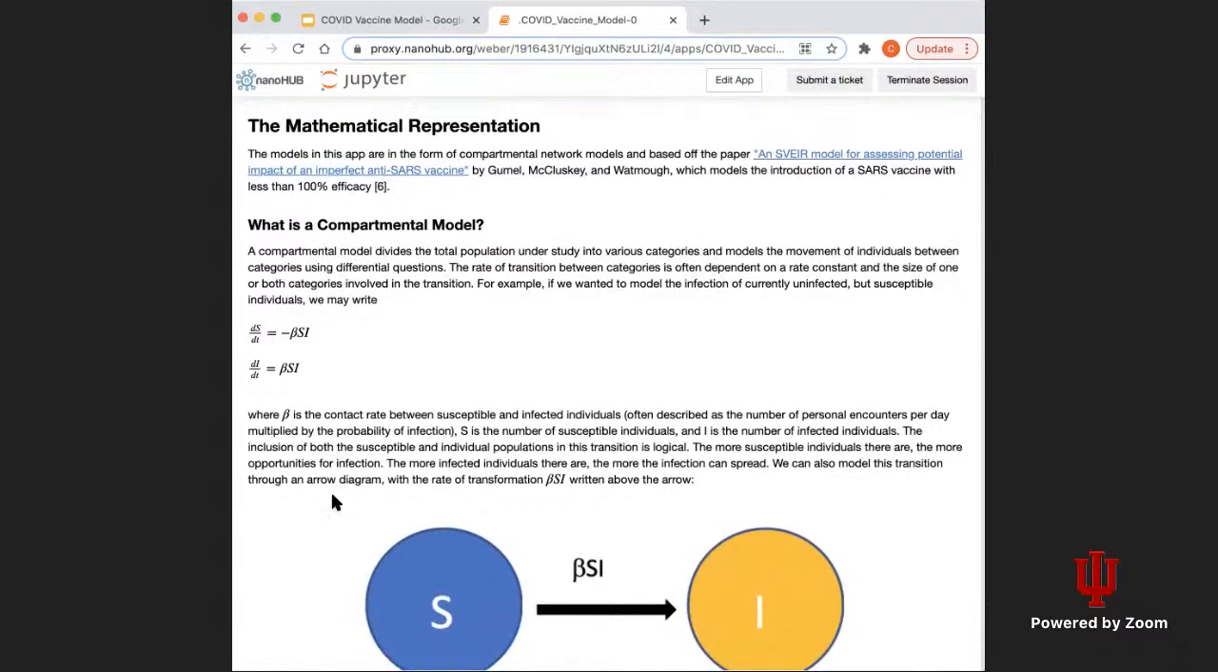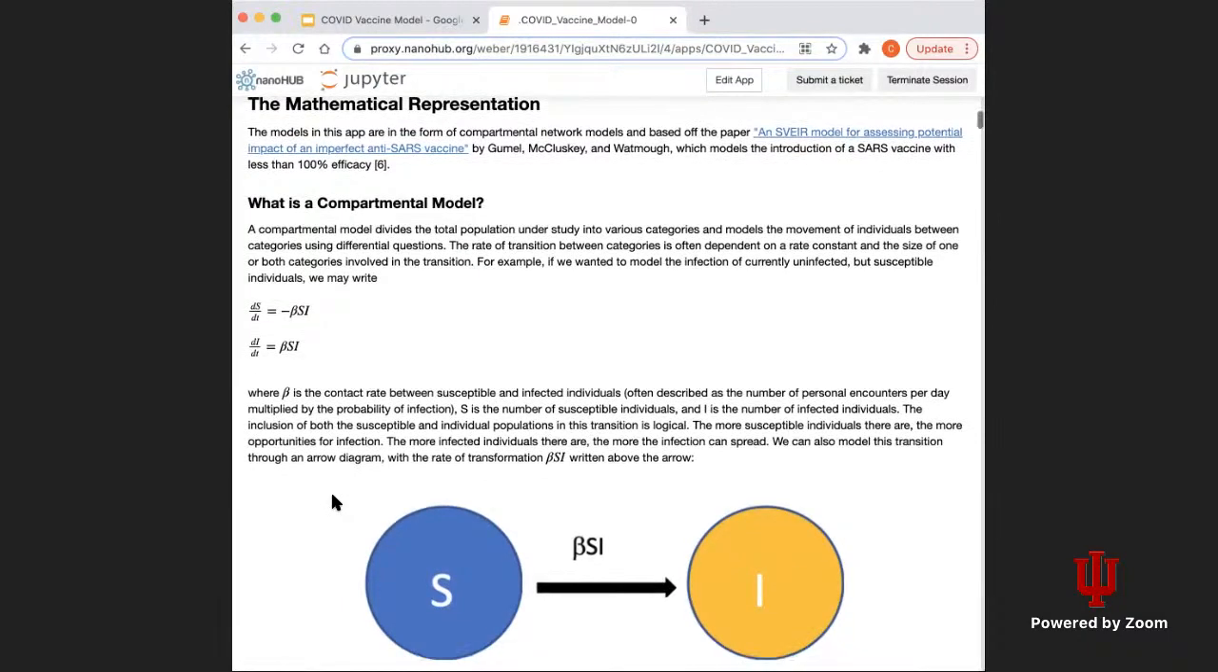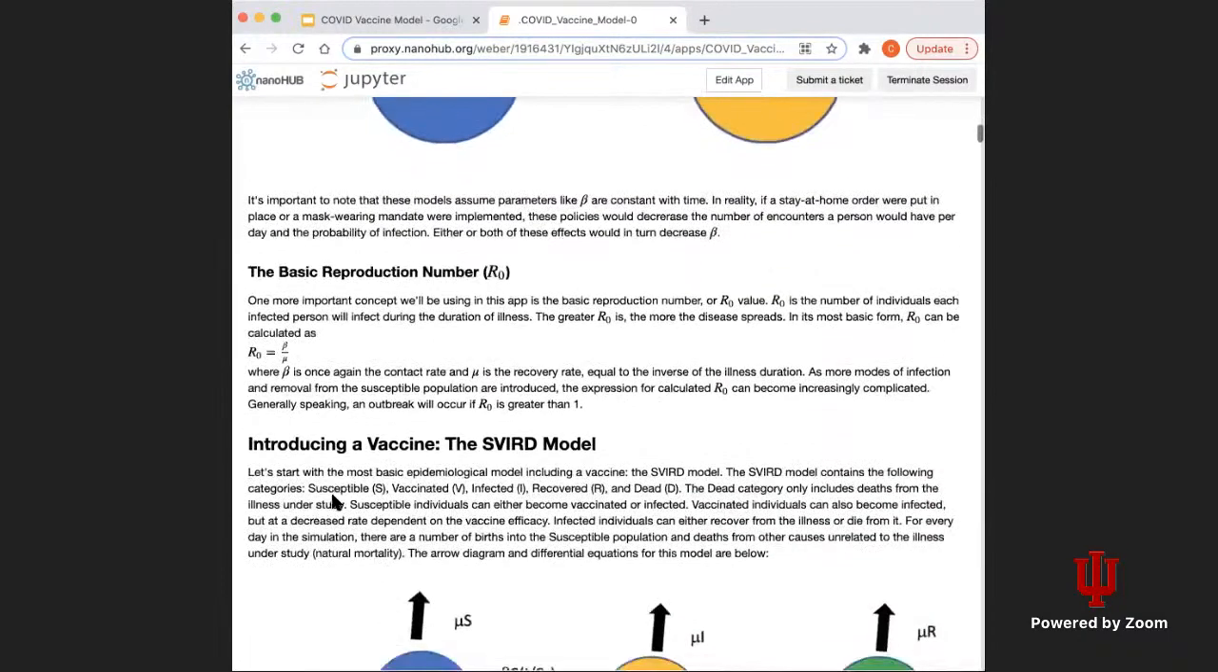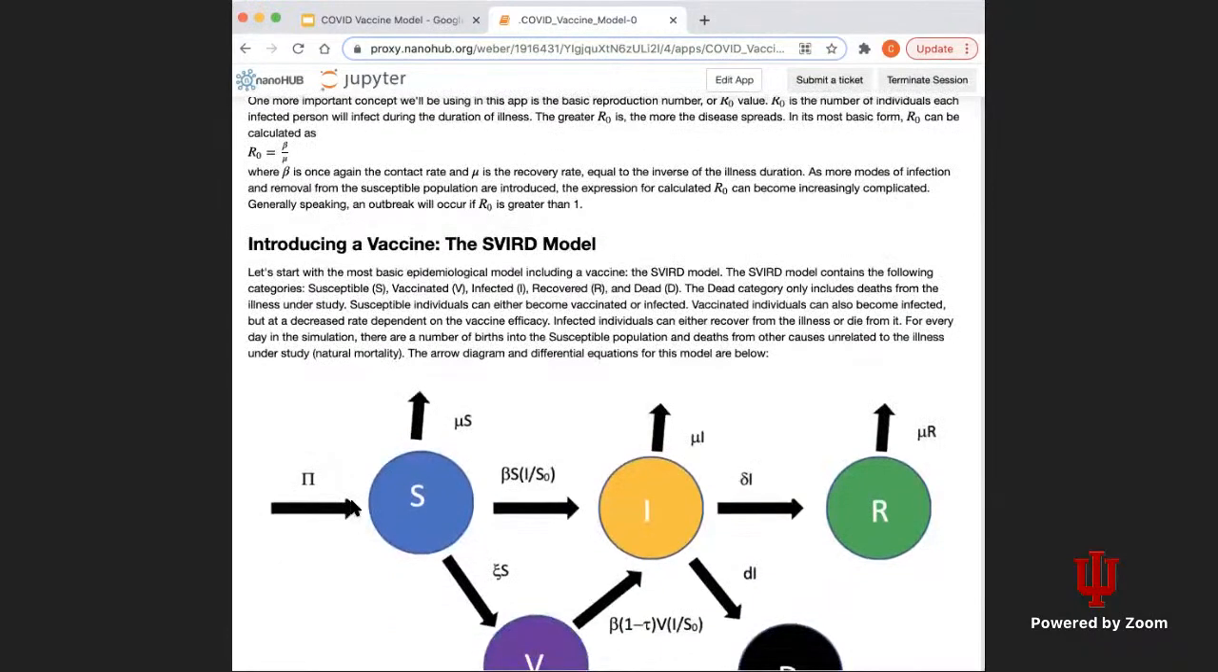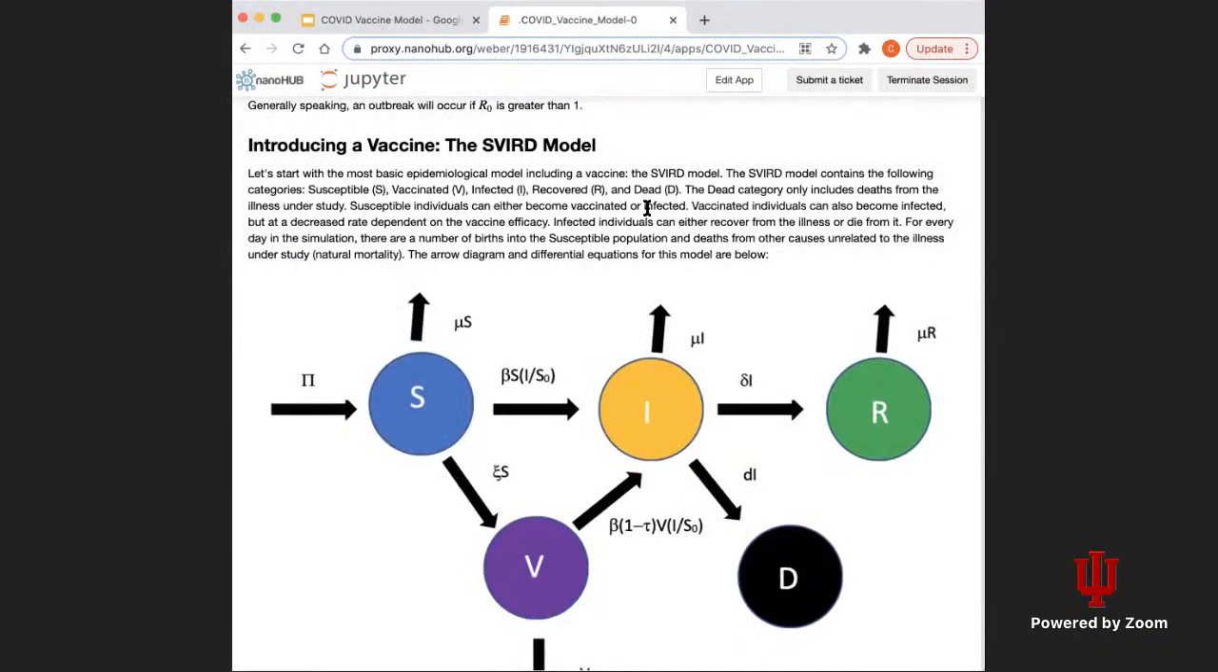Here you just have susceptible to the rate of change, all the way to infected cells. It explains the basic reproduction number R0, and how if R0 is less than or greater than one, the viral infection will spread or not spread. It eventually introduces the vaccination model, or the SVIRD, and fairly briefly but decently well explains what the parameters mean and how these rates of change can occur.